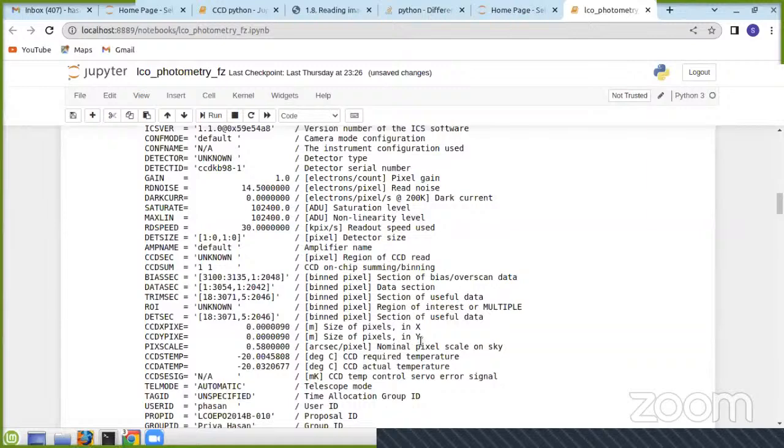Those who have no Jupyter notebook, yes, you can use Google Colab. No problem. Use Google Colab. That would be a better option.